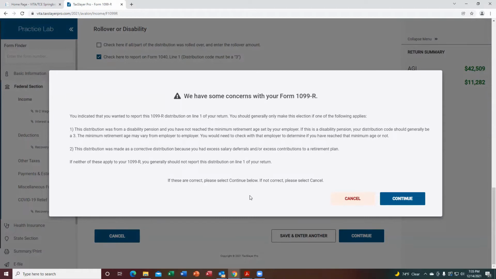The distribution from the disability pension and you have not reached the minimum retirement age set by the employer. If this is a disability pension, the distribution code should generally be a 3. The minimum retirement age may vary from employer to employer. You will need to check with that employer to determine if you have reached the minimum retirement age or not. So in this case, based on the information that was provided, he did not meet the retirement age prescribed by his employer. So all we do here is continue.